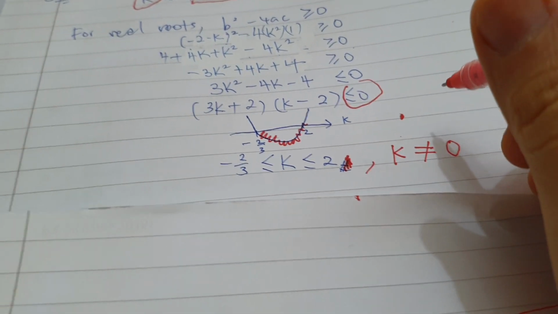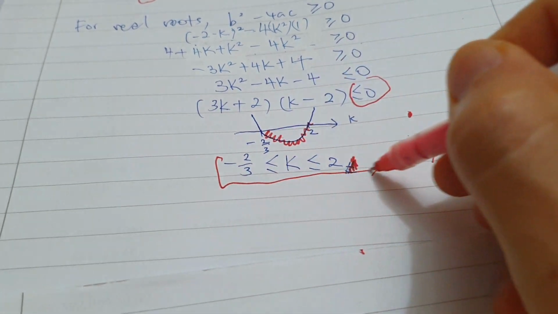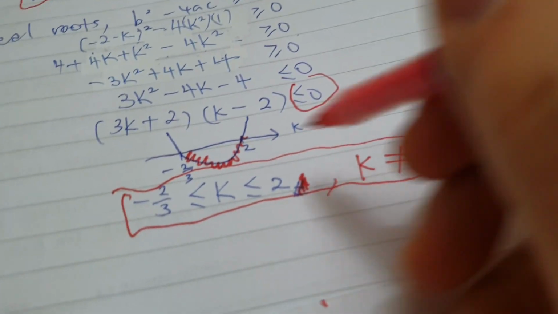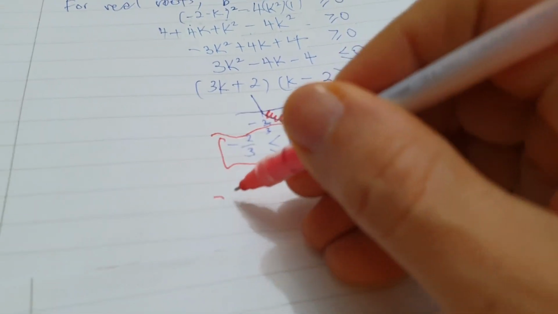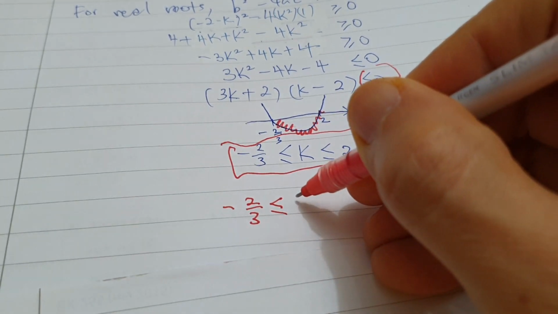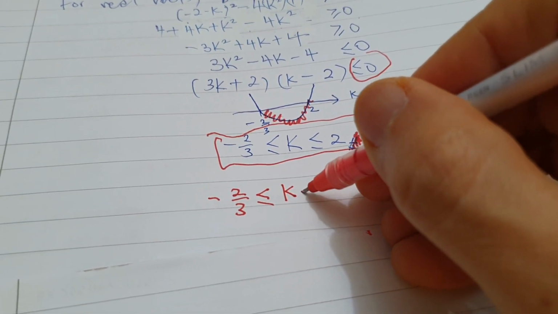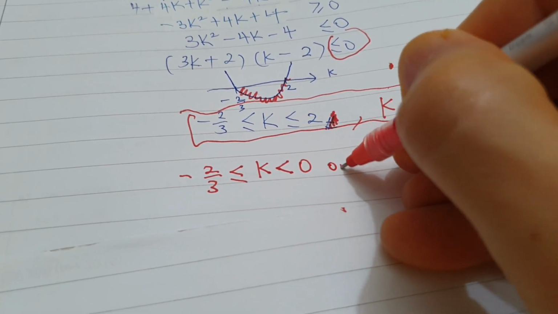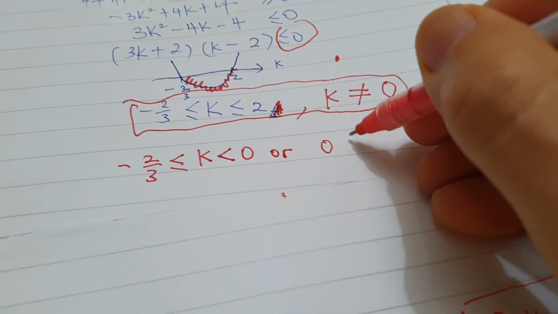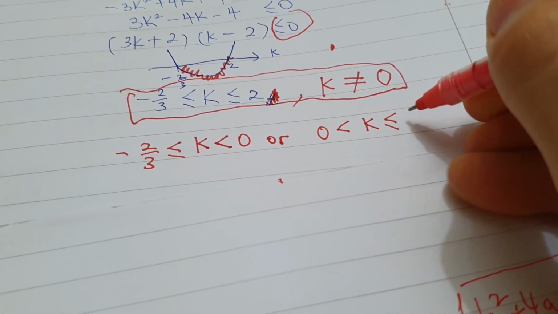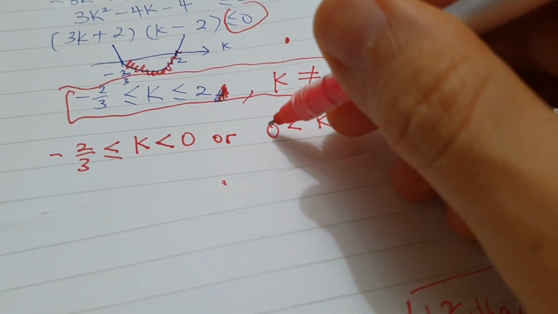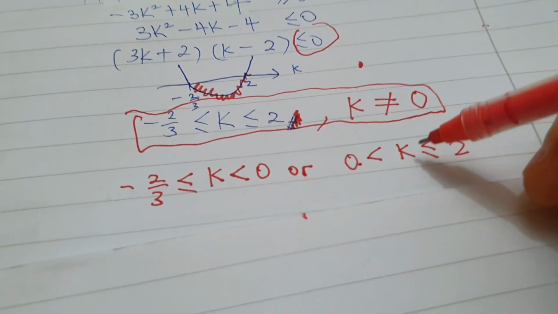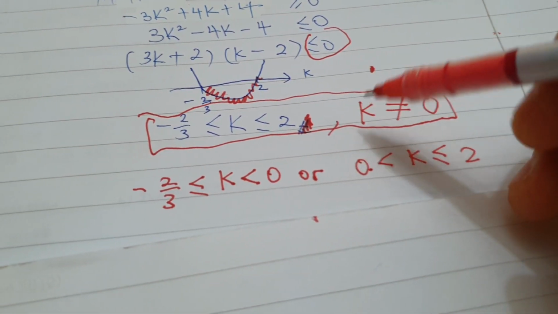Okay? Now this is one way to present your answer. Another way to present your answer is, you need to avoid k equals 0, right? So another way to present your answer is minus 2 over 3 less than k, until 0. It cannot be 0. Okay? Then, or 0, it cannot be 0. But it can be 2. Any number between this and this, just cannot be 0. So that's another way. Okay? So that's how you can present your answer.